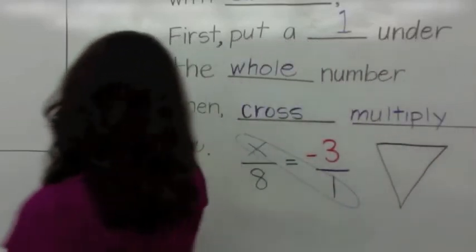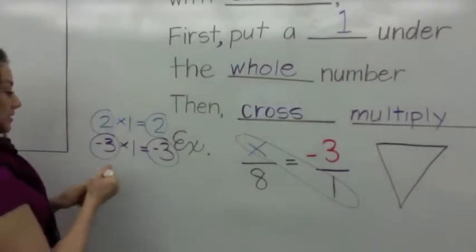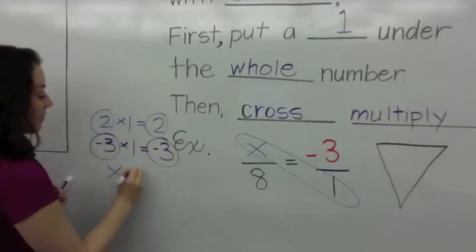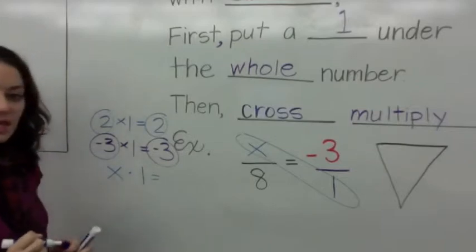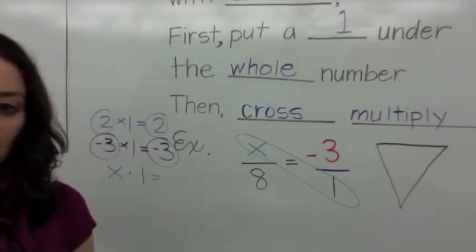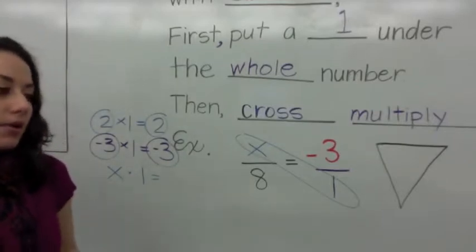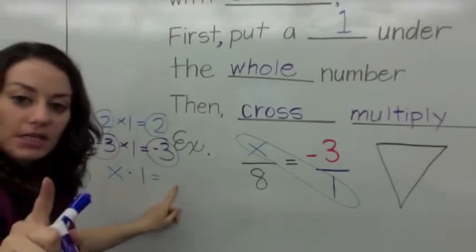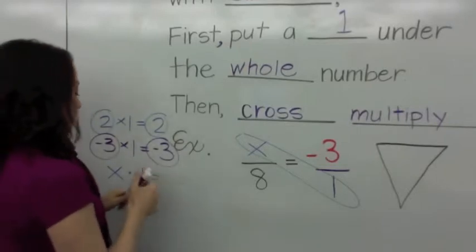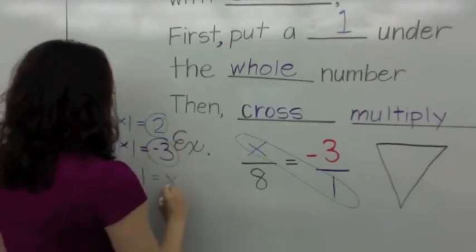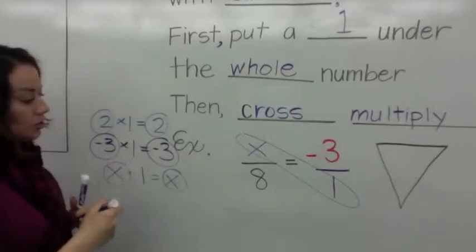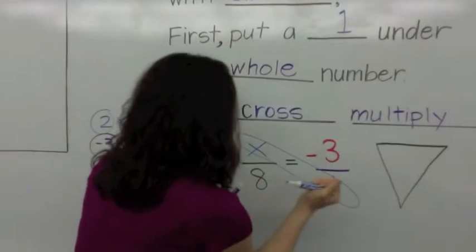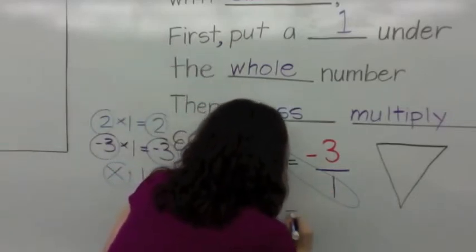So if I take x and multiply it by 1, what do you think that is? Any number times 1 is itself. So x times 1 is what? It's not 1. It's x. That's right. So simply, x times 1, you're going to write x. So you're going to write x equals.